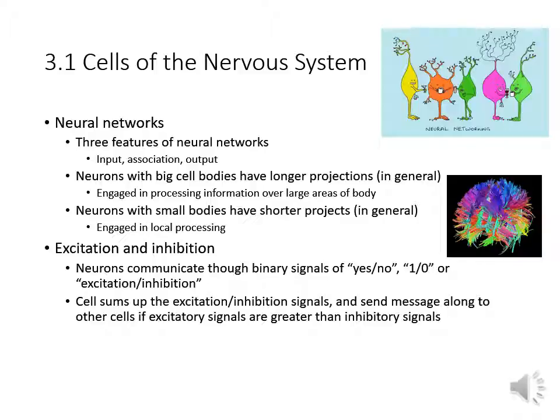Excitation and inhibition is kind of the language of the brain. Neurons communicate through binary signals of yes, no. You can think of it as like ones and zeros, but we call it excitation and inhibition. A cell sums up the excitation and inhibition signals that it gets from its dendrites and sends the message along to other cells through its axon if the excitatory signals are greater than the inhibitory signals. So it's kind of this democratic process where it just tallies the votes and then decides if it should send the signal along.